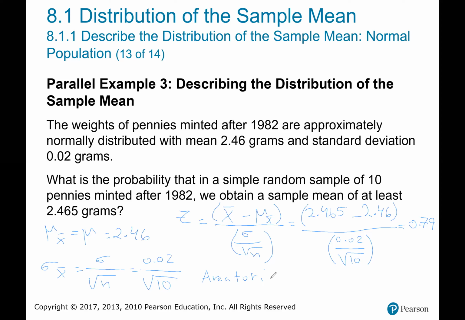So the area to the right is equal to 1 minus, if you look at the z-score 0.79 in A-12, the area to the left is 0.7852, and 1 minus that gives me the area to the right, that is 0.2148.